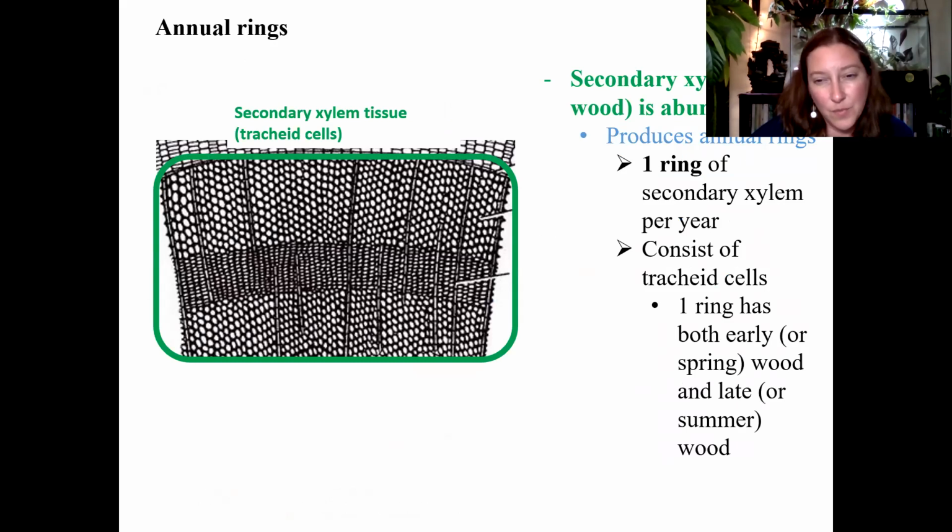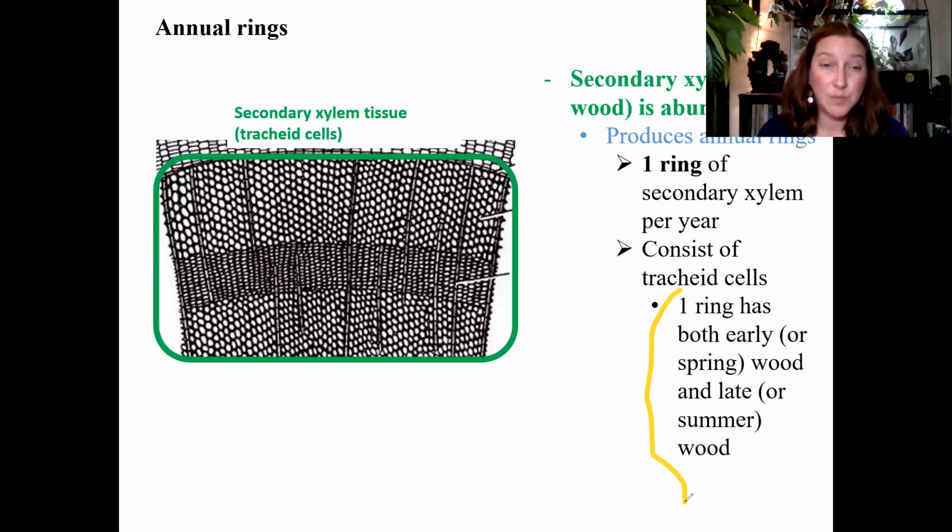And each ring has what's known as early or late wood. I'll show you here. Okay. Do you notice how these cells are much smaller, much more dense compared to these cells up here or these cells down here? That's your early wood, late wood type thing. You can see here, one ring has both early wood or spring wood and late wood or summer wood. That's because every ring of secondary xylem that's made is made over the course of a growing season, right? Over the course of a year.